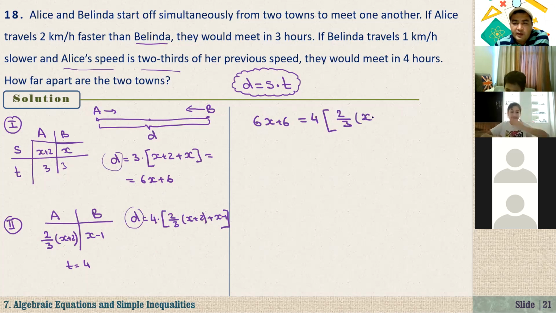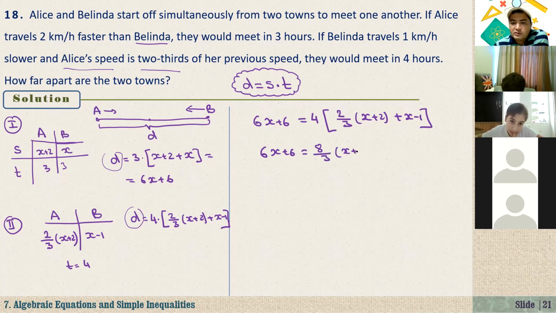2/3. Here we have x plus 2 plus x minus 1. Rahim, this is our equation. Okay, I have the same equation. Very good. Then 6x plus 6 equals 4 times 2.